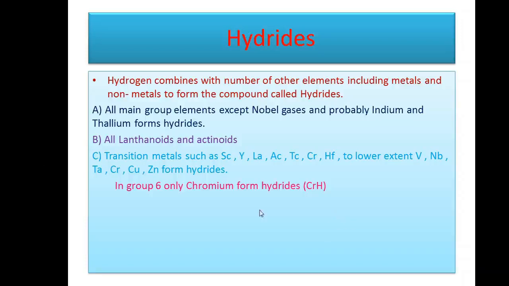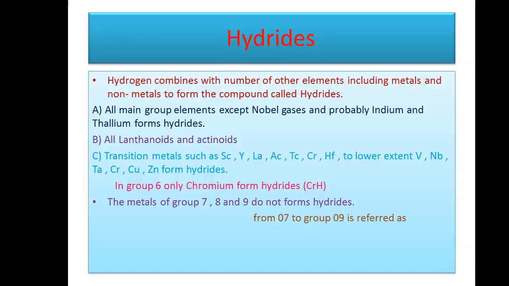In group 6, only chromium forms hydrides. That means CrH is a hydride. Molybdenum and tungsten do not form hydrides. The metals of group 7, 8, 9 do not form hydrides. That means manganese, iron, cobalt family do not form hydrides. The region in the periodic table from 7 to 9 is referred to as the hydride gap.